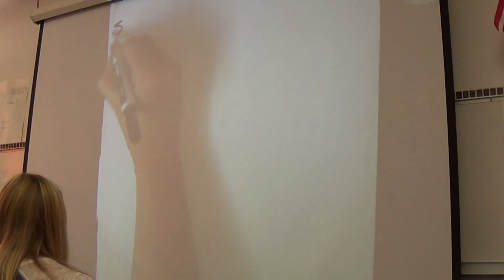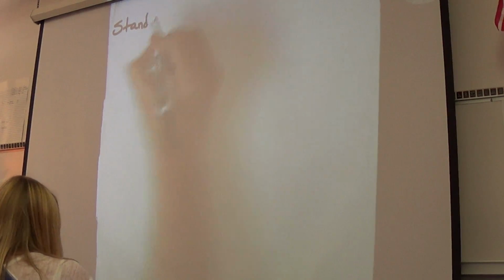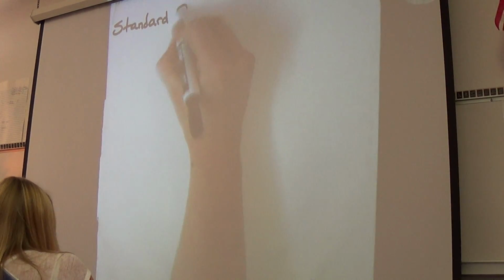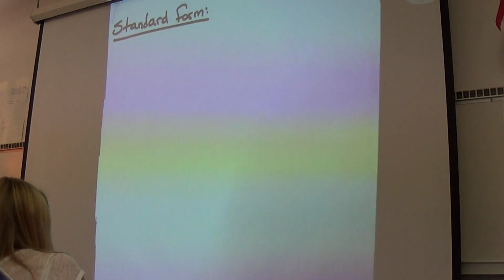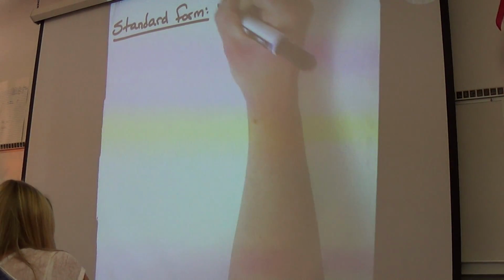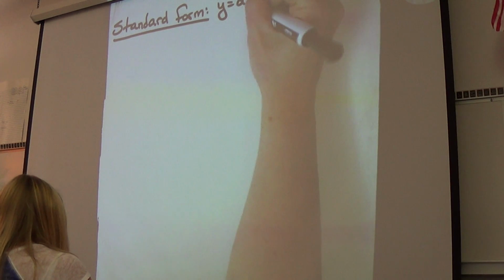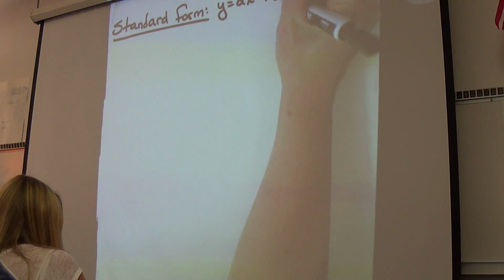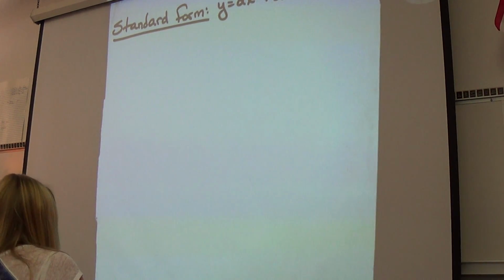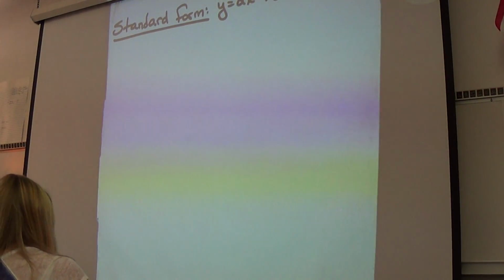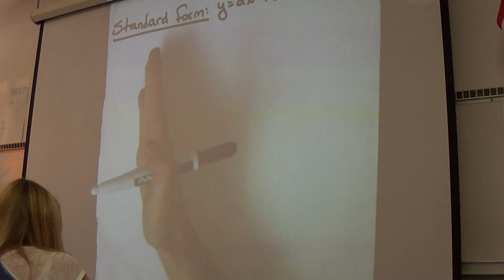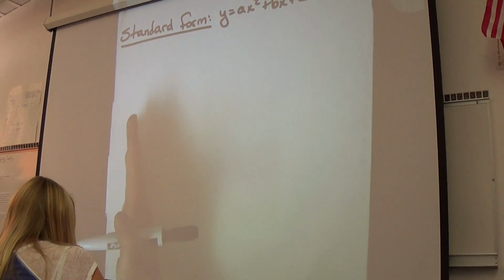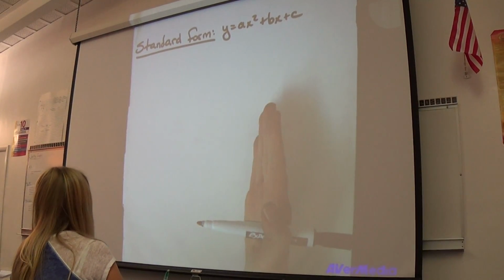All right, first form is standard form. Standard form is pretty much the way that you've seen these all the way up until now. That is y equals ax squared plus bx plus c. So when we do this, what we're going to do is do the generic steps on the left and then the specific problem on the right.